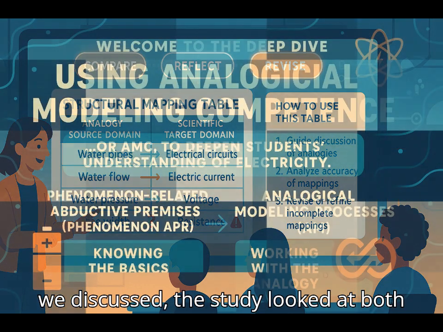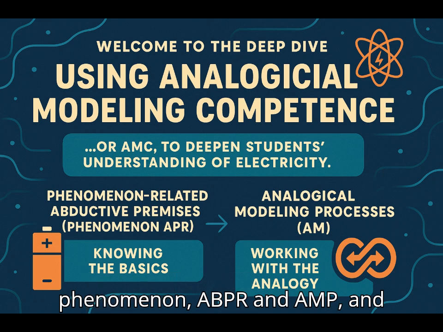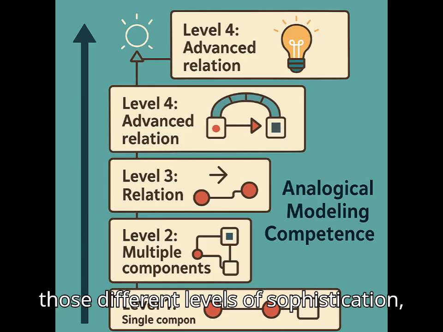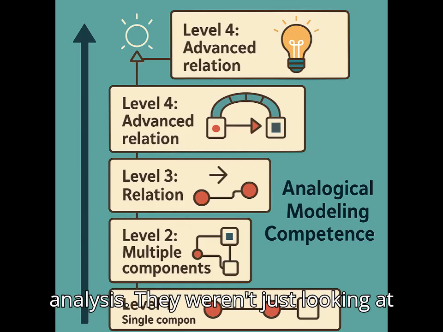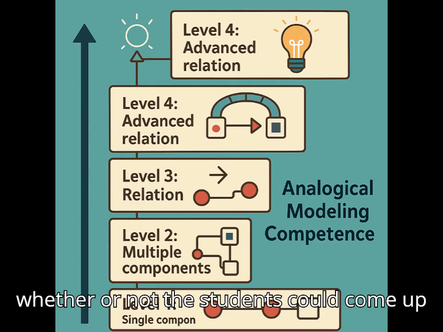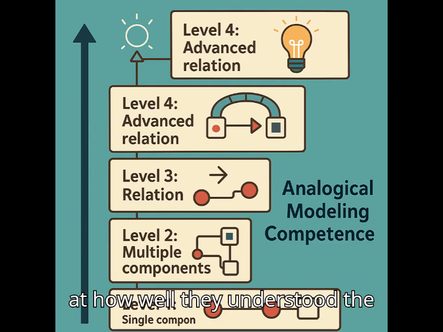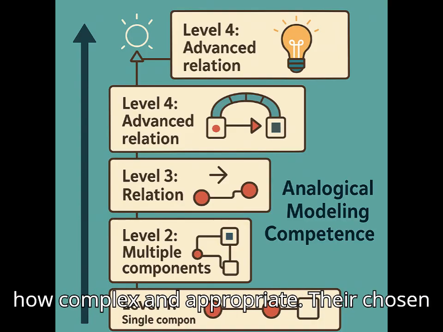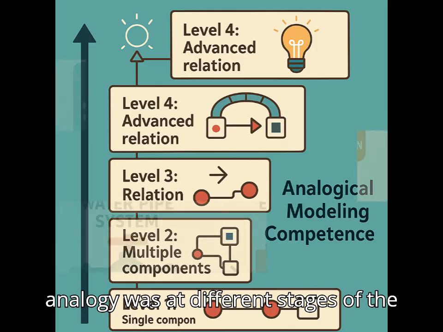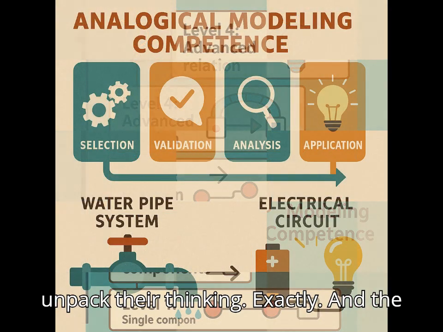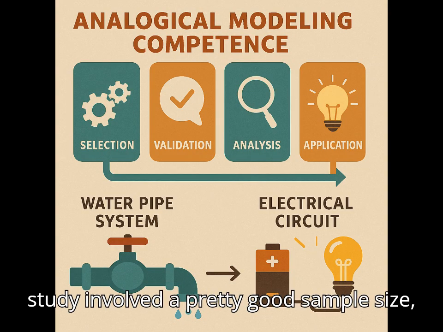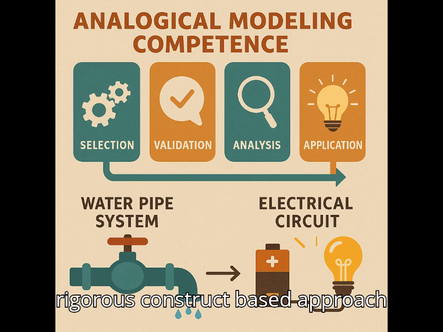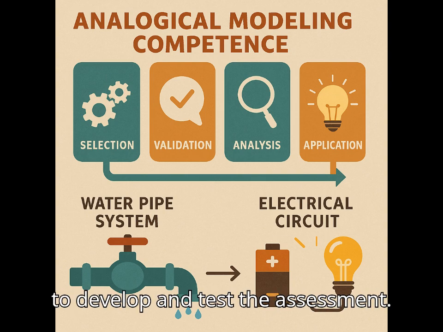And as we discussed, the study looked at both phenomenon, ABPR and AMP, and they analyzed the student responses at those different levels of sophistication, right? It did. It was a very detailed analysis. They weren't just looking at whether or not the students could come up with an analogy. They were also looking at how well they understood the underlying concepts of electricity and how complex and appropriate their chosen analogy was at different stages of the process. So they were really trying to unpack their thinking. Exactly. And this study involved a pretty good sample size, almost 300 students, and they used that rigorous construct-based approach to develop and test the assessment.